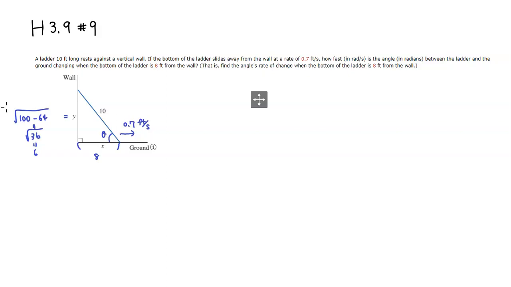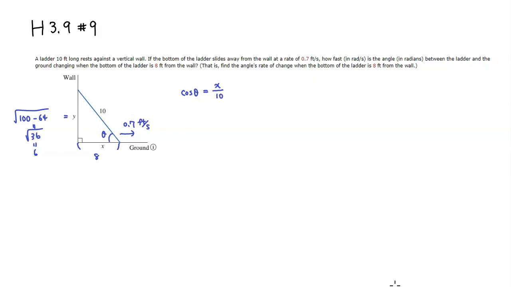So let's try to set up an equation. We want to relate x and theta in this case. Let's see, x is the adjacent and 10 is the hypotenuse. So cosine would be the good one to use. So we know that the cosine of theta is equal to the adjacent, which is x, over the hypotenuse, which is 10. So we've got that equation.